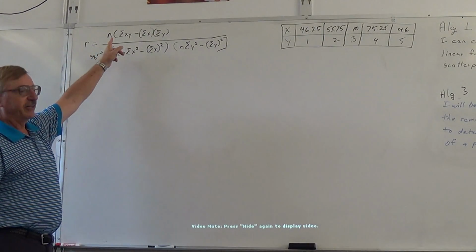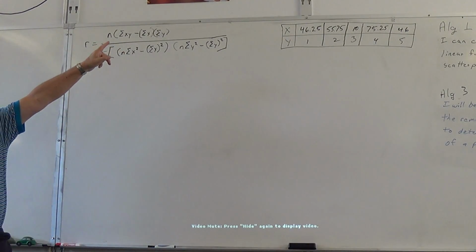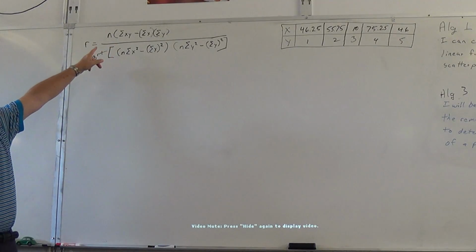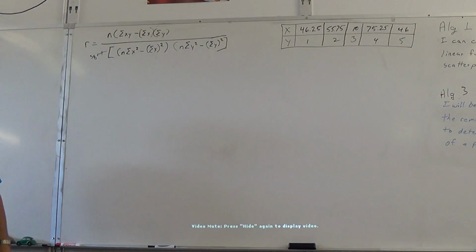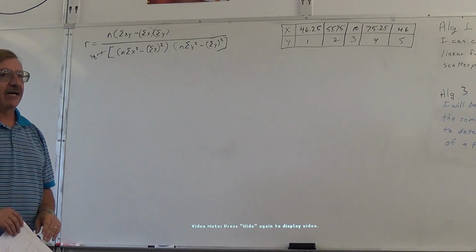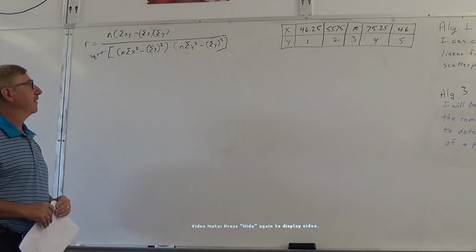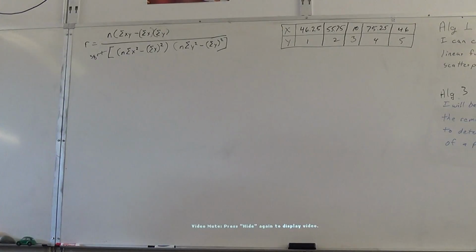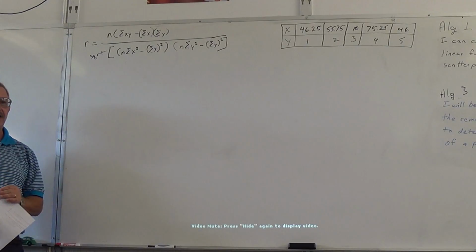So r equals n times the summation of xy minus the summation of x times the summation of y, divided by the square root of n times the summation of x squared minus the summation of x, squared, times n times the summation of y squared minus the summation of y, squared.